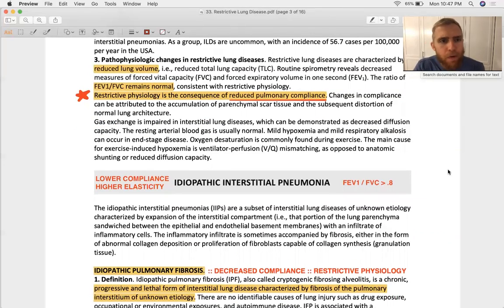Let's talk about the pathophys. And remember, we said FEV1 to FVC ratio remains normal. So what is that measuring? Well, your forced expiratory volume in 1 second is how much air you can breathe out in 1 second. And so that's decreased, right? But then your forced vital capacity is also decreased because your total lung volume is decreased. So that's why the ratio stays the same or goes up.